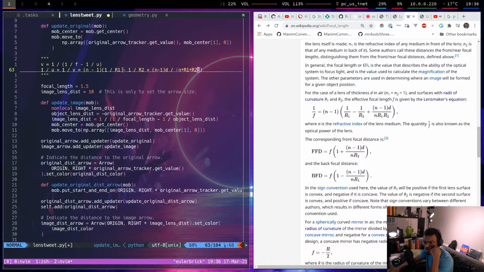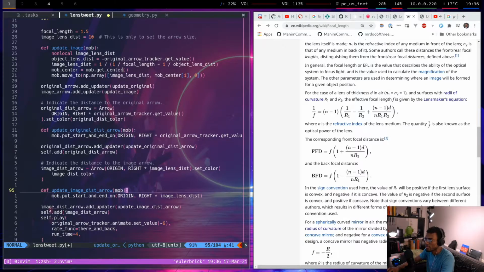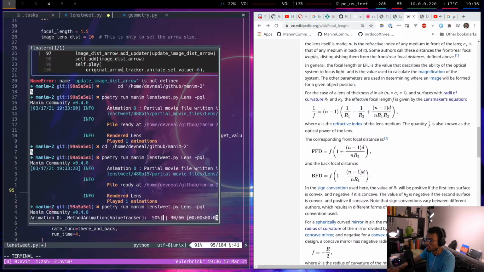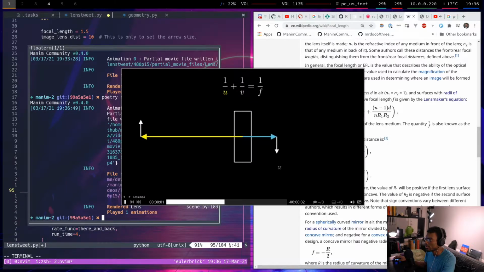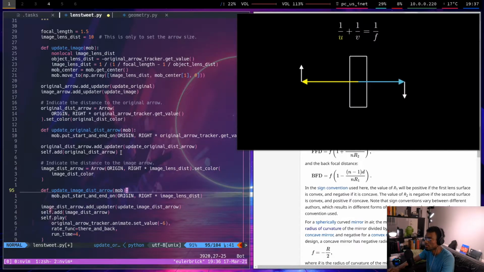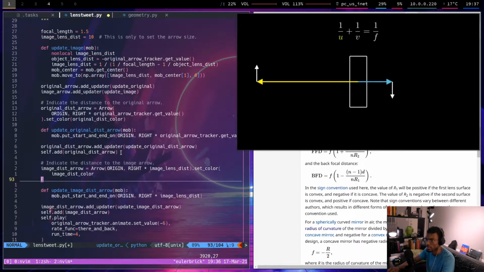Magnification is negative v over u. So the second arrow is scaled by this factor. Oh, okay, I see what you mean. So the height of that, oh, what did I do? This arrow should be growing and shrinking, is what you're saying. Which is totally true. Okay.